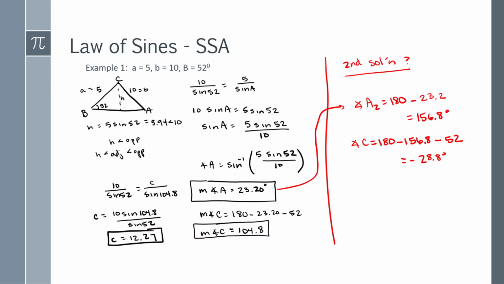28.8 degrees. Now we know how to deal with negative angle measure, but inside a triangle, this cannot happen. Inside a triangle, we will be describing all three of our angles as positive measures. So therefore, this can't happen. So there is no second triangle. So if you work through the problem and you always just check for that second solution, you'll know whether it exists or not.